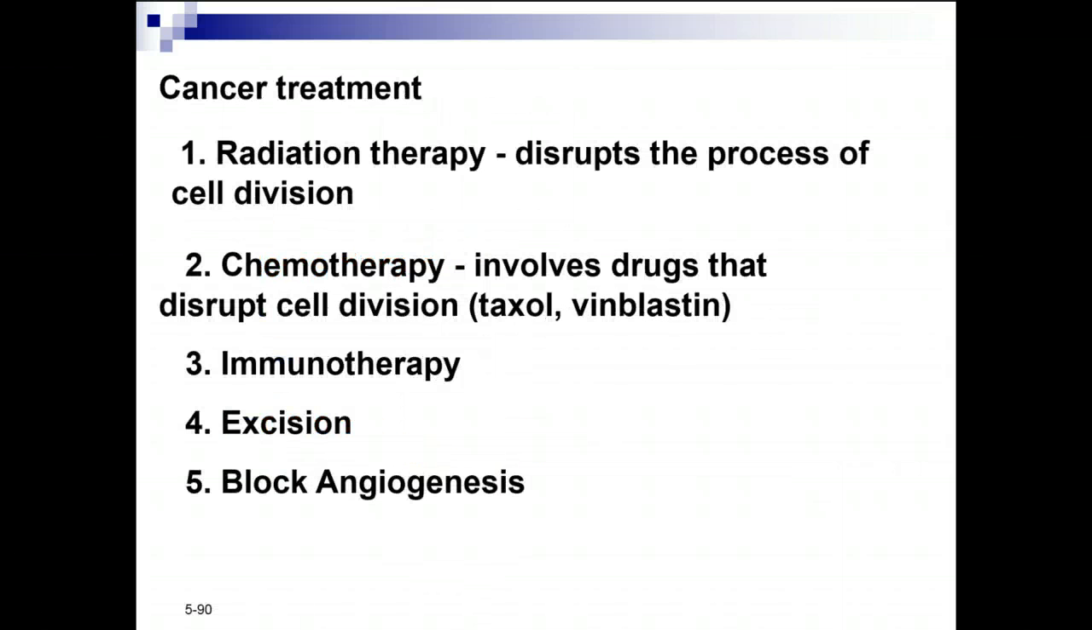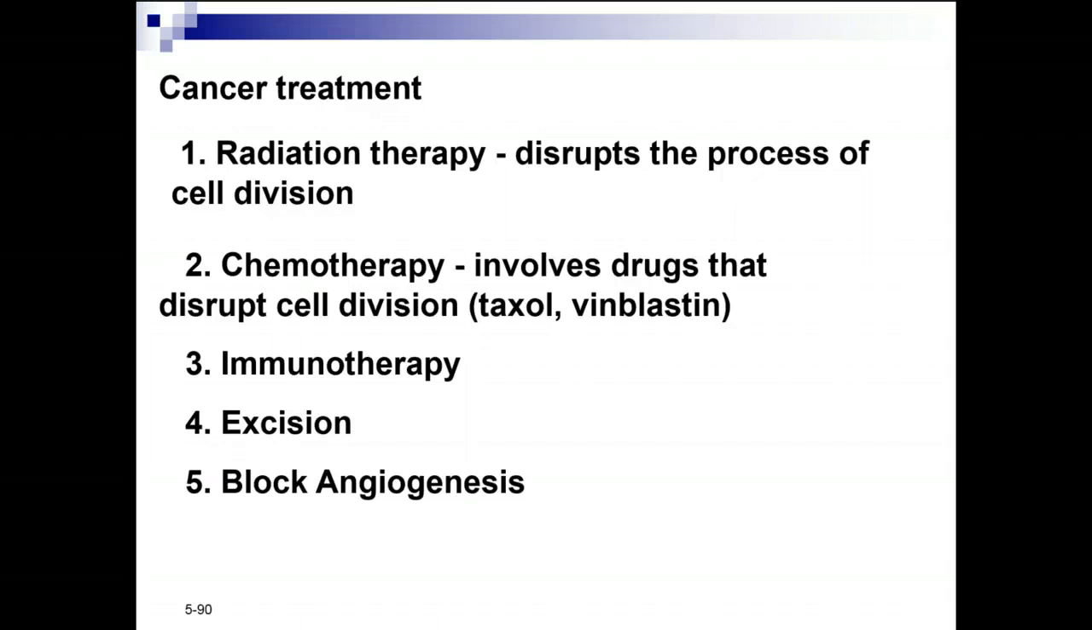If cancer is found, several treatment options are available. Radiation therapy, where radiation is used to target the specific cancer cells. This disrupts the process of cell division. Chemotherapy involves intake of certain drugs and chemicals that specifically stop cell division in rapidly dividing cells. Most of the cells that are targeted would be the cancer cells since they are rapidly dividing.